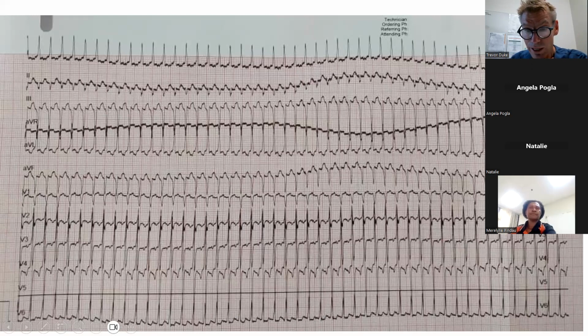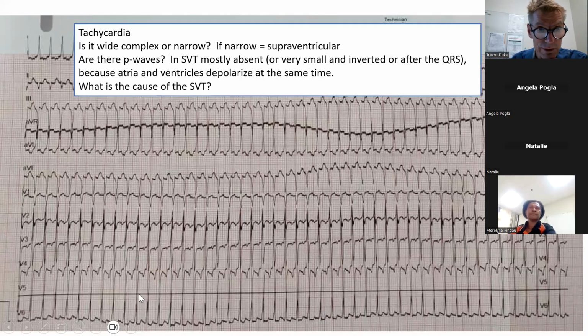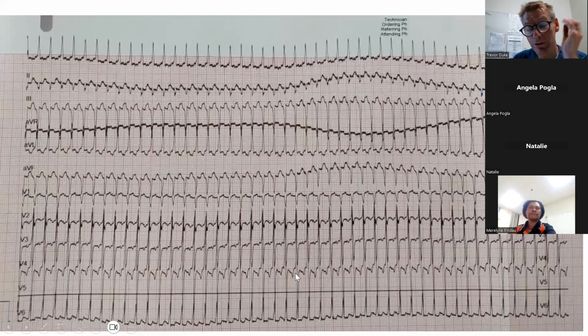Now, the next thing to ask is, is it sinus rhythm or not? Can you see a P wave before every QRS complex? It's a little hard to see those P waves, isn't it? Mostly they're absent. I should say the rate is 200. Then the question you ask is, can you see P waves? And is the QRS duration normal or wide? They're the two things you ask.